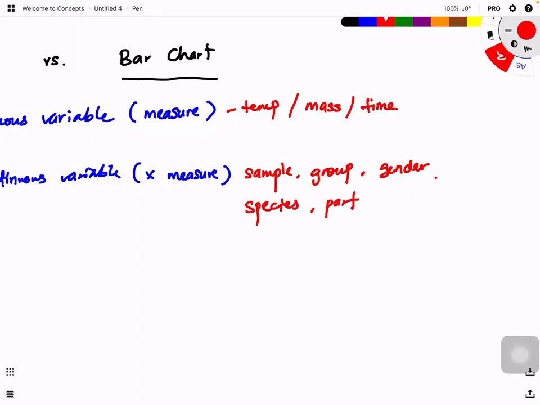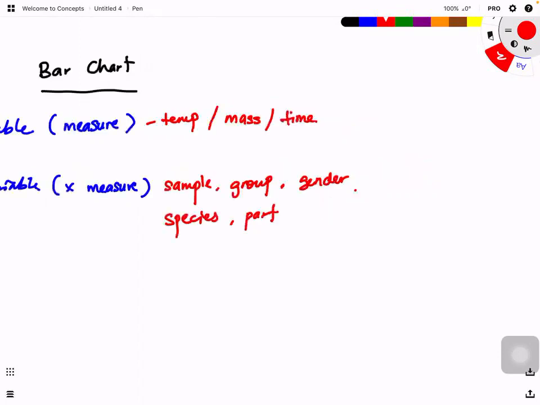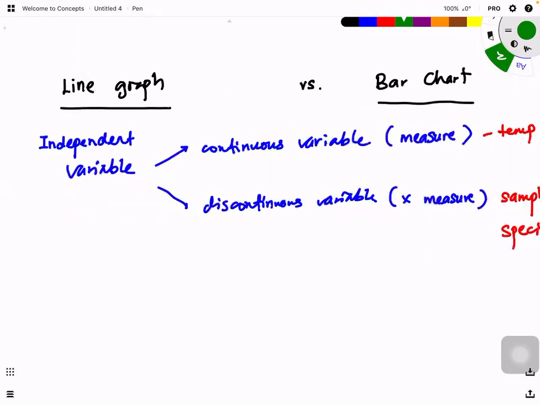So when it comes to continuous variable, always remember we use line graph. Are you clear? But for discontinuous variable, we use bar chart. Another one is histogram, but I won't talk about histogram at this moment. So basically, we have line graph versus bar chart. How we differentiate between them, we always look at the independent variable. If the independent variable is a continuous variable, something that can be measured, line graph. Something that you can't measure, bar chart.